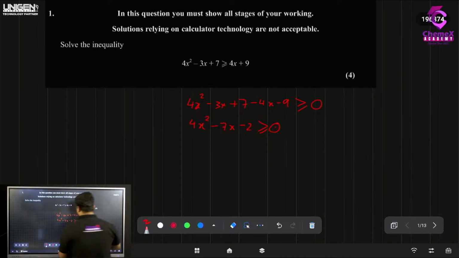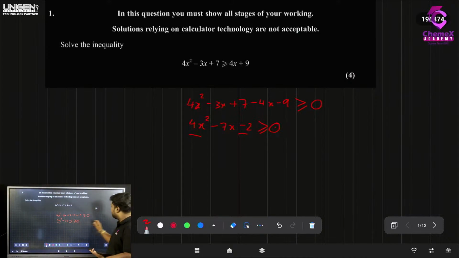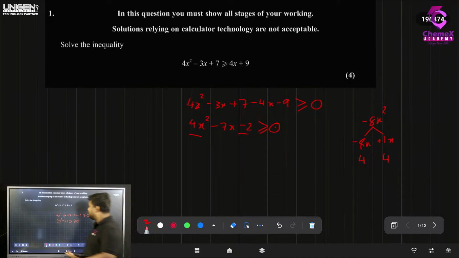So, I hope you know how to solve a quadratic. So 4 times minus 2 is minus 8, so minus 8x squared. You have two factors, 8 times 1. Someone might say 4 times 4. So what are the two things you are going to take? Minus and plus, right? This is a part from O levels.